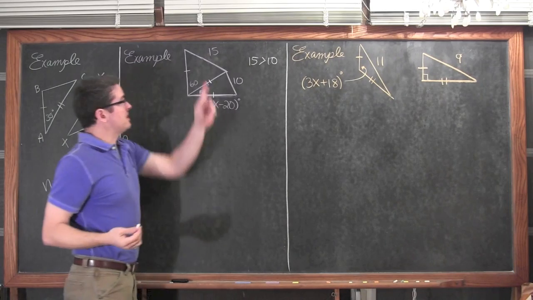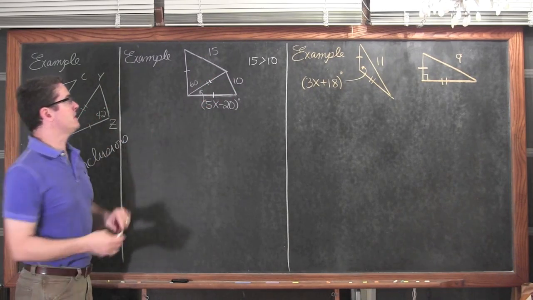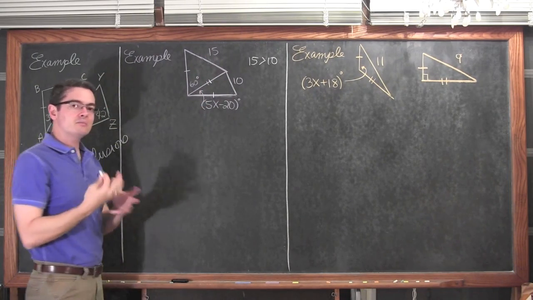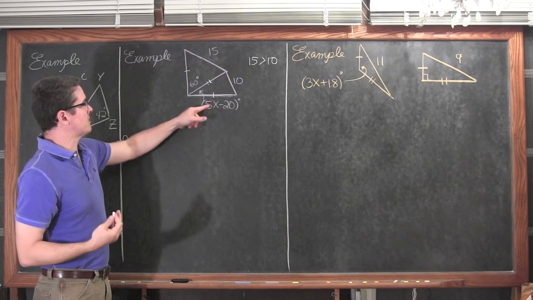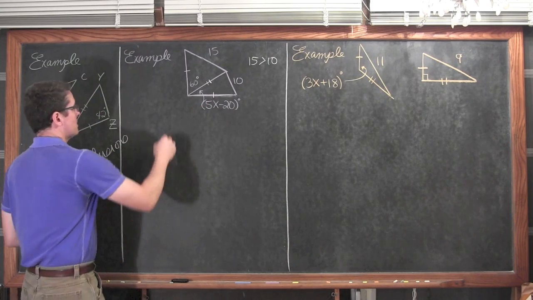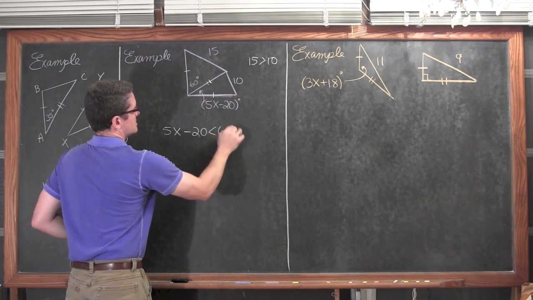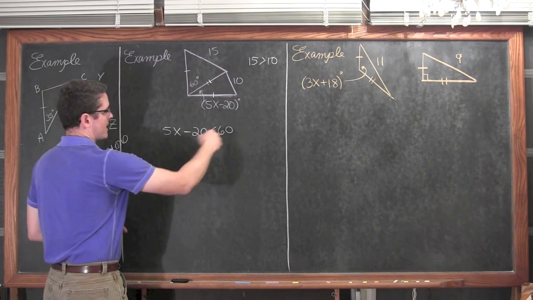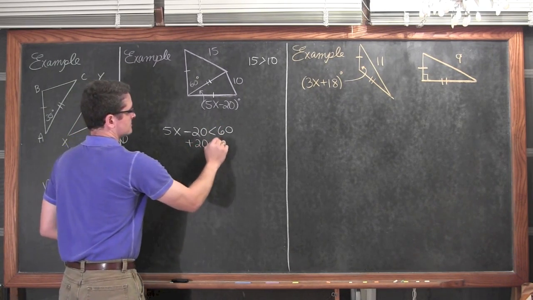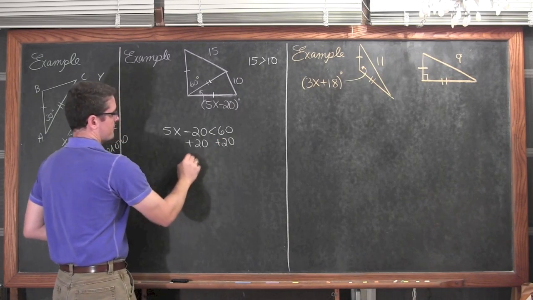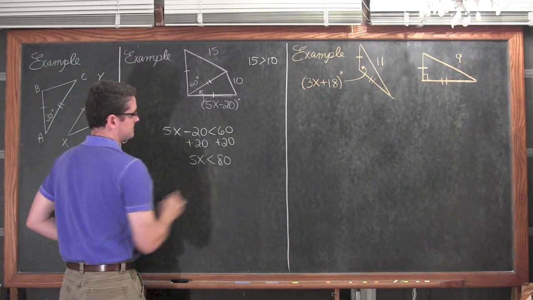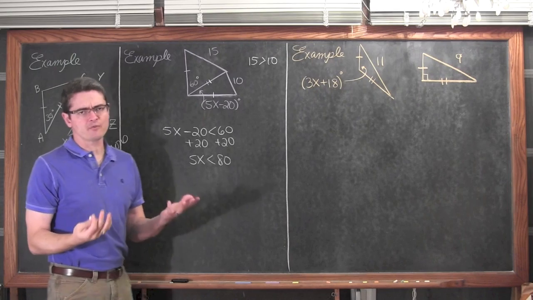So the fact that 15 is greater than 10 means that 60 degrees needs to maintain a relationship where it is larger than 5x minus 20. So 5x minus 20 is less than 60. We're going to add 20 to both sides and get 5x is less than 80. We're trying to solve for x, of course.